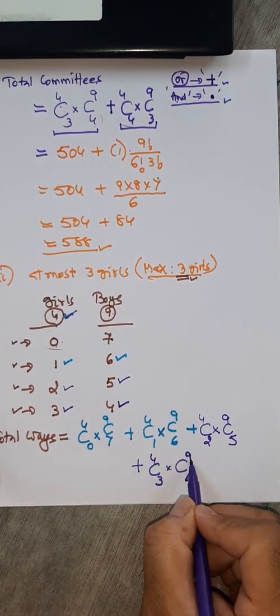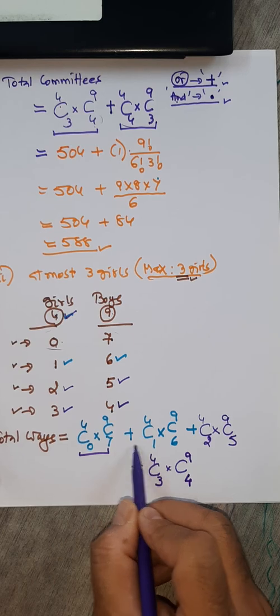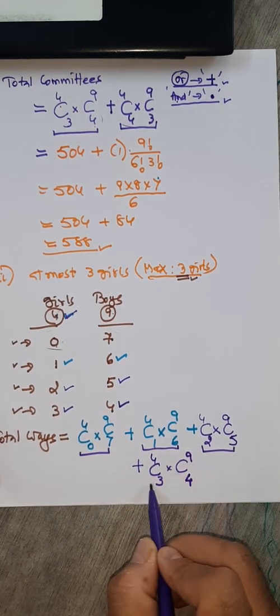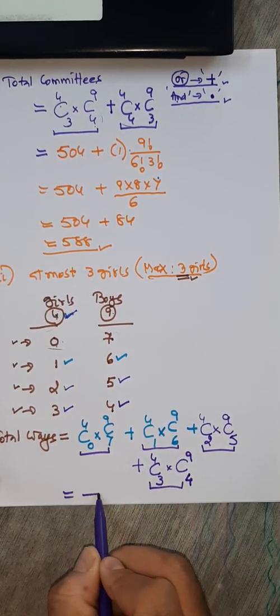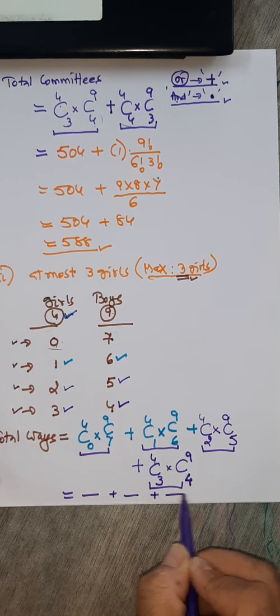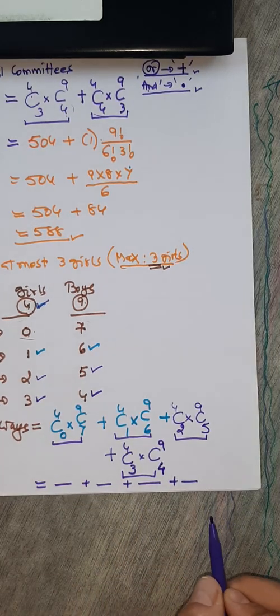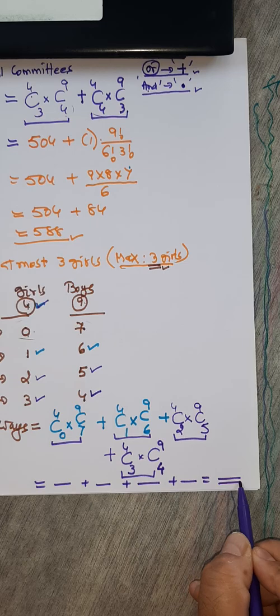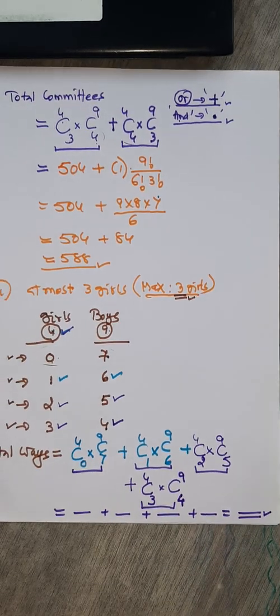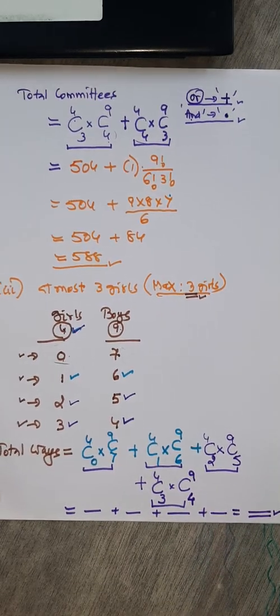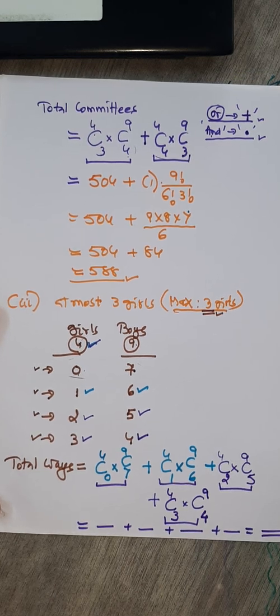9. Now simplify each of this or this or this or this or this or this or this. So you will get the final total number of ways. I leave it for you, please simplify. Clear?